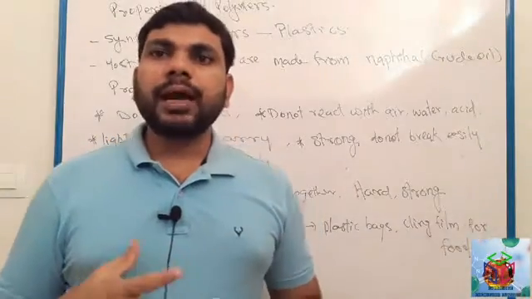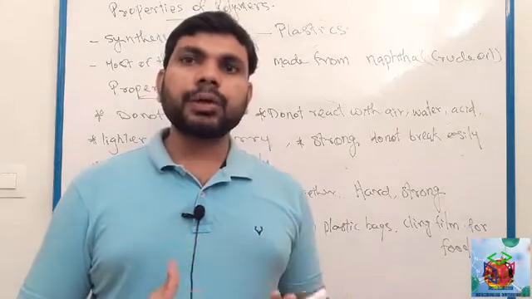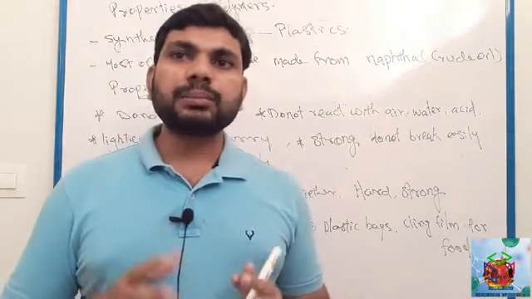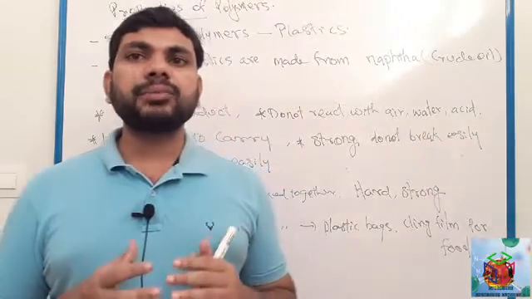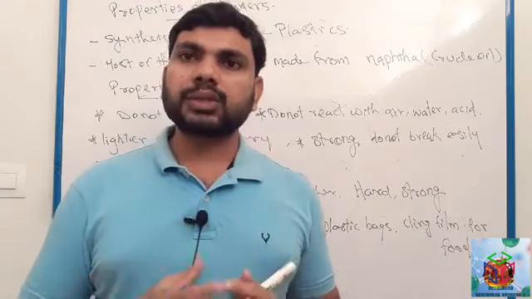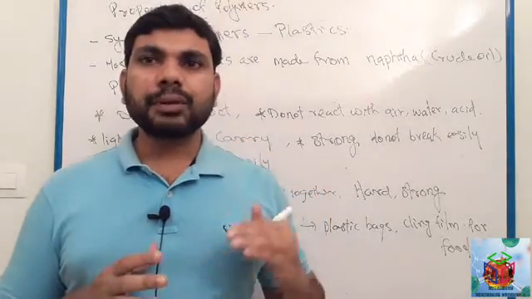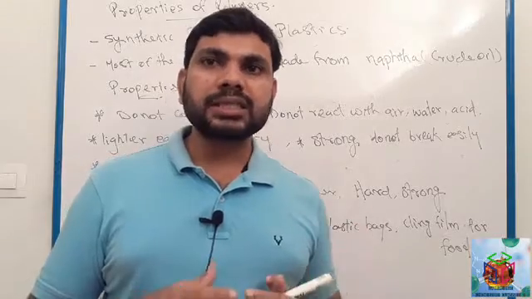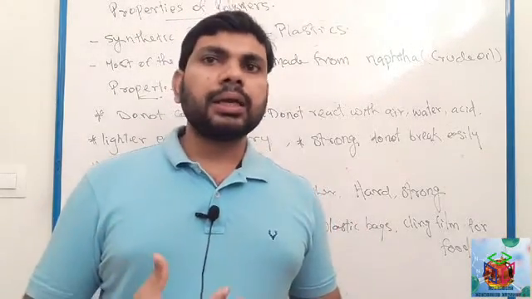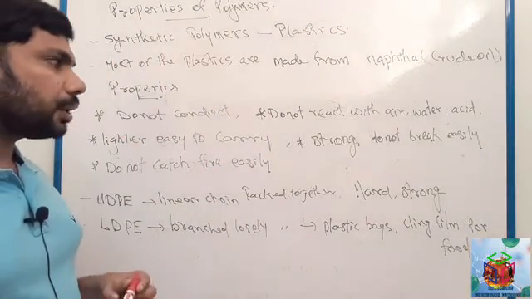Next, we have to discuss some properties of polymers. Actually, synthetic polymers are plastics, and most plastics are made from naphtha. Naphtha is one of the products obtained from crude oil. So synthetic polymers are plastics, and these plastics are made from naphtha, which comes from crude oil. Here are some properties of plastics or polymers.